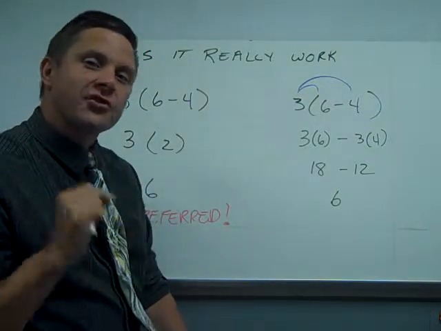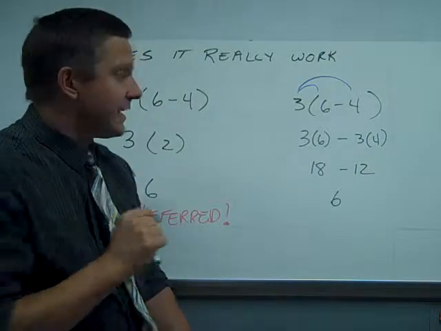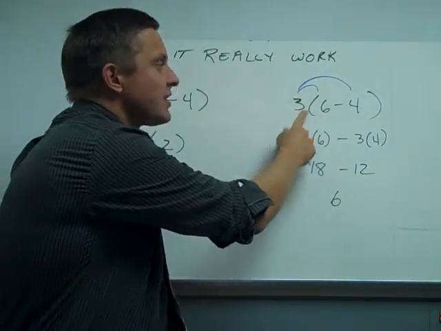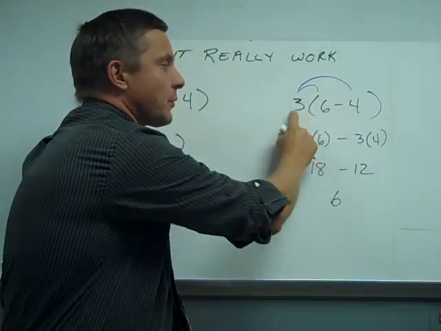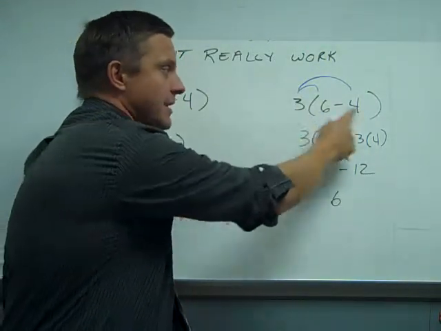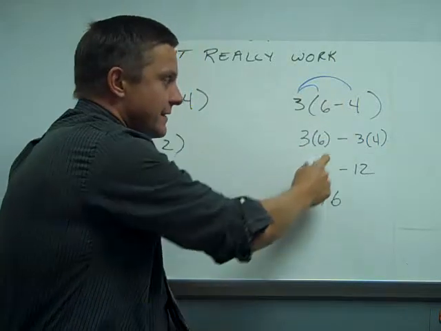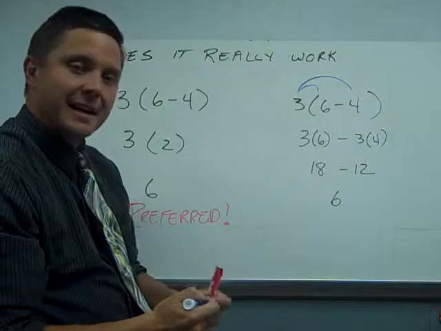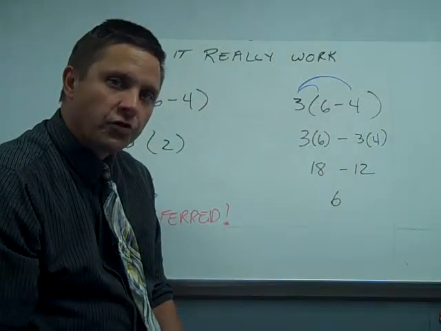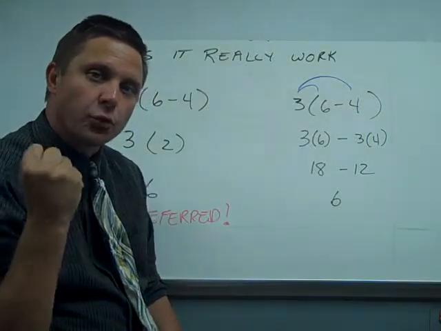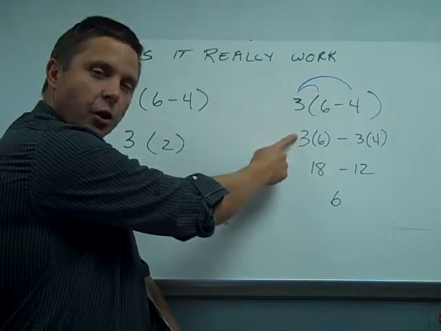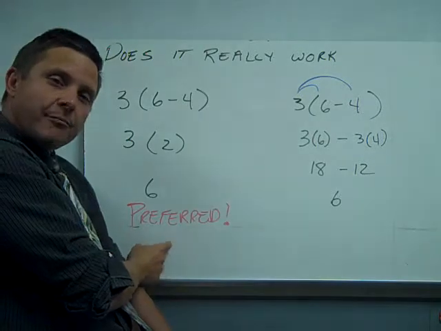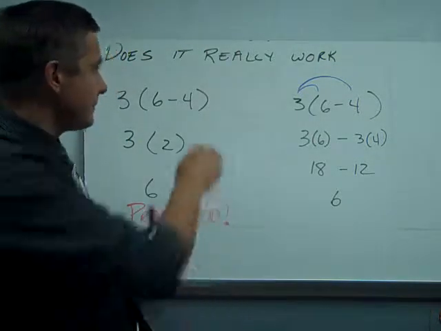But the question is, does distributing work with numbers? So now we have the 3 outside. We distribute to each of the terms inside the parentheses. So 3 times 6 and 3 times 4, and the sign stays the same. We get 18 minus 12, and we get 6 and 6. Now, this is the point where students oftentimes find this new skill so great, they start doing it all the time. When you can combine values like this, the left method is much preferred.